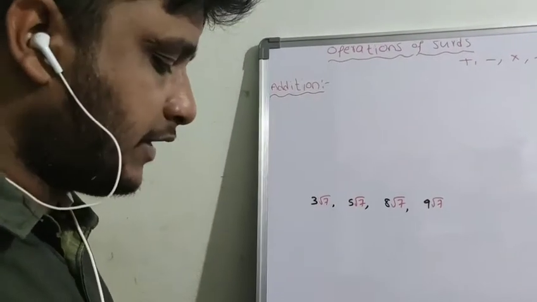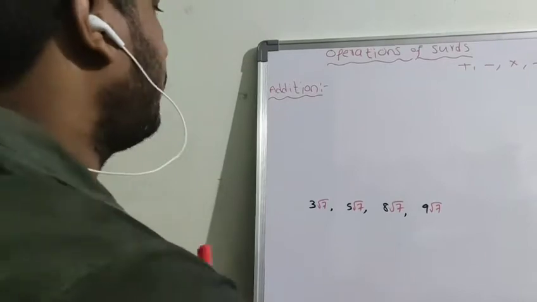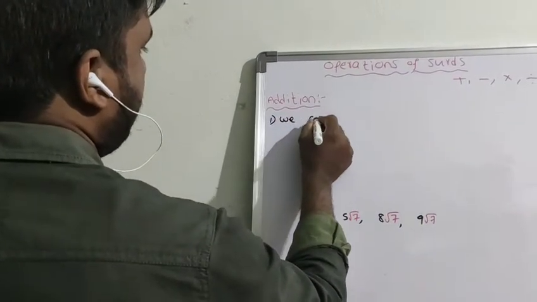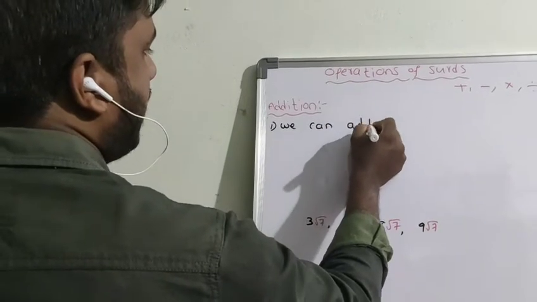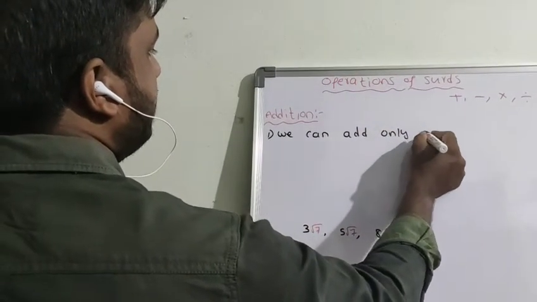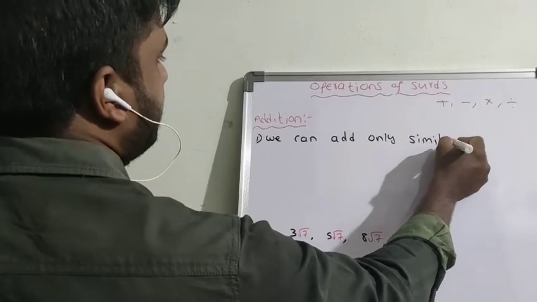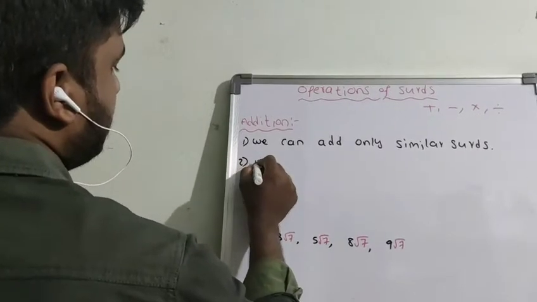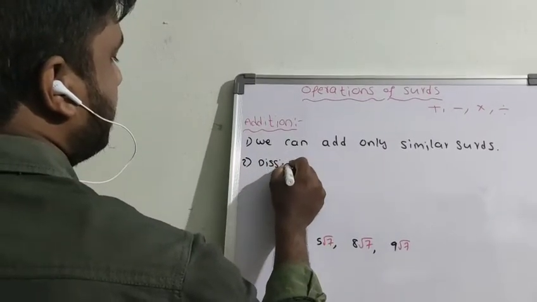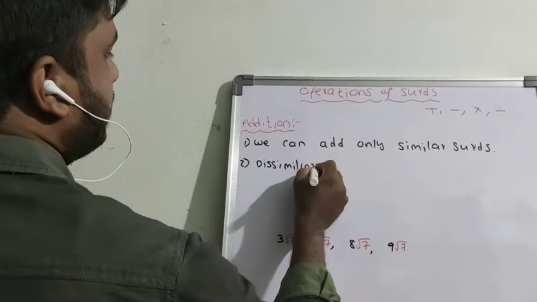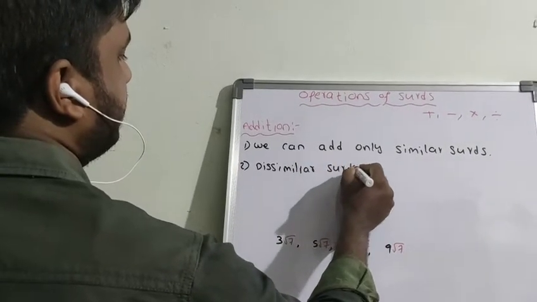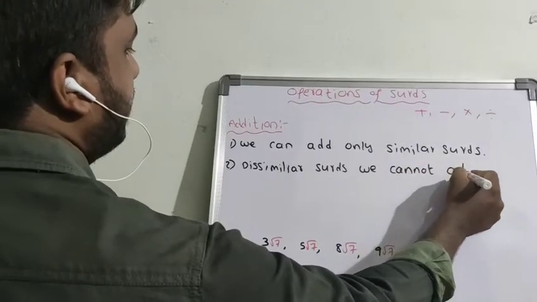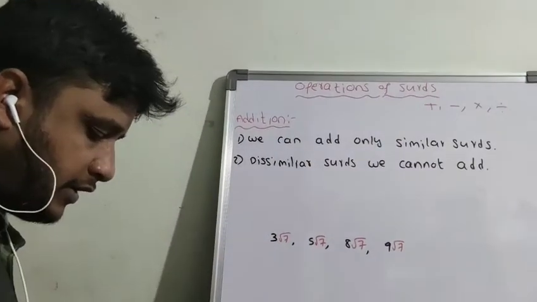And to do addition, we have to follow 2 rules. Rule number 1: we can add only similar surds. This is point number 1. Second, dissimilar surds we cannot add. These 2 points you have to keep in mind.